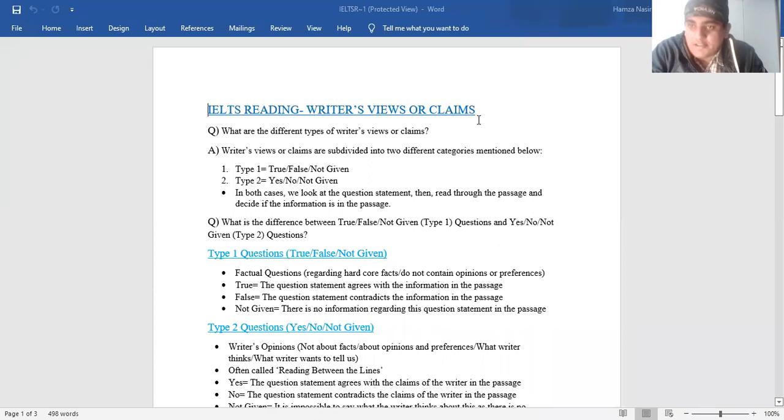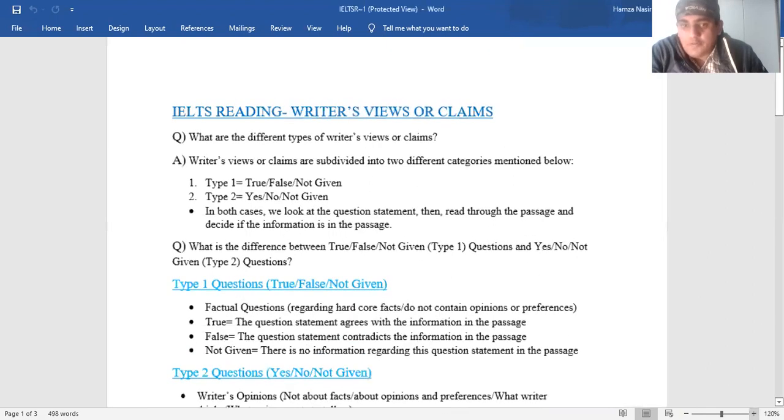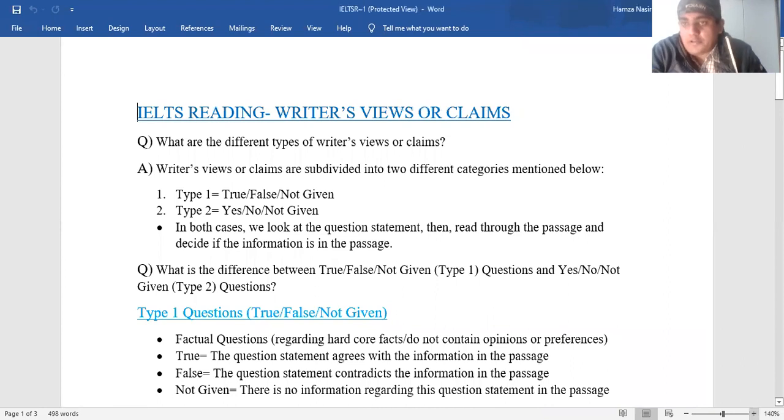So basically, what is our understanding of writers' views or claims, also known as identifying information? Well, it can be a very daunting task at times. In my experience of having attempted this exam as well as having checked students' results in the field of consultancy and teaching, I've normally seen that people are overwhelmed the most, especially in MCQs as well as in writers' views or claims. So first of all, we're going to understand what this topic is all about before we go on to solve the rest of the questions.